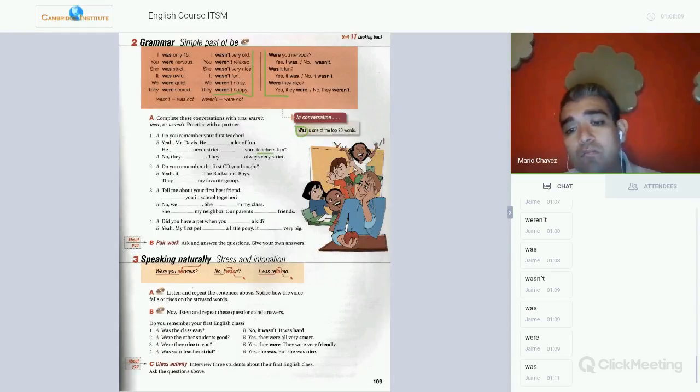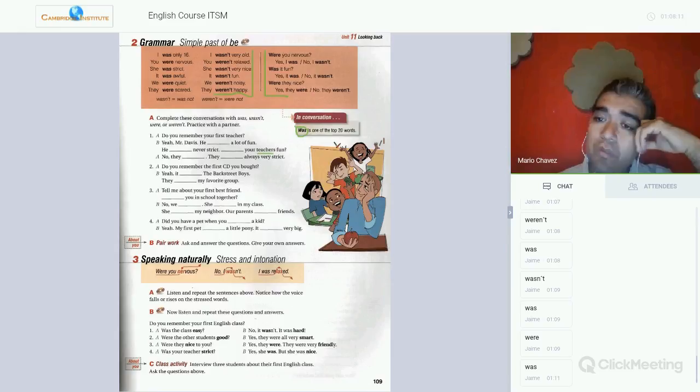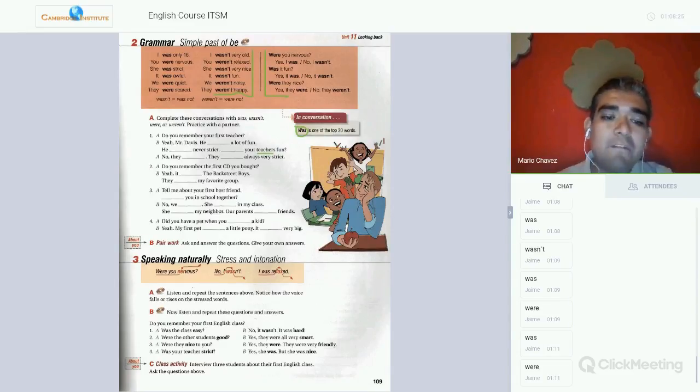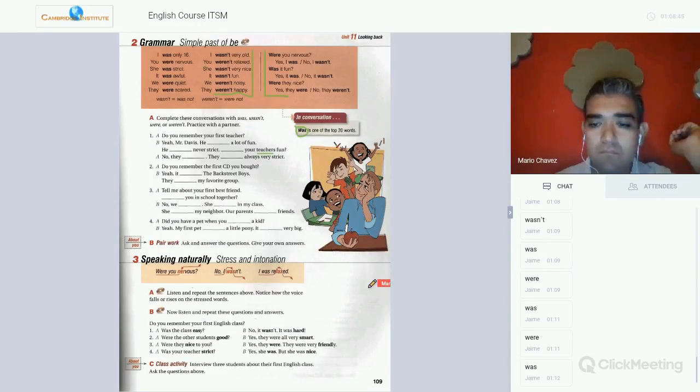When you was? No, we don't say you was. We say you. We don't use you with was. ¿Con cuál usamos el you? We don't use it with was. Were, right? So when you were, that's it. Yeah, my first pet. A little funny. My first pet. My first pet was a little funny.